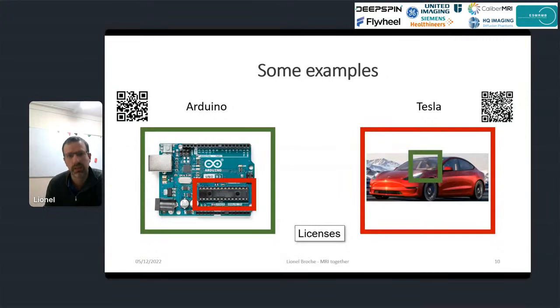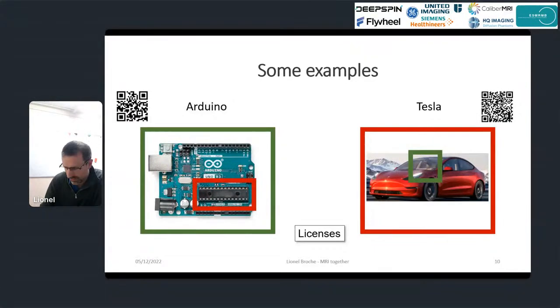Same for Tesla cars. A Tesla car is certainly not open source, but the navigation system and the electronics software inside is open sourced. And I heard that some of the hardware is also going to be open sourced, even though the car itself isn't. So it's possible to have an open source system inside a closed source system and conversely. So licenses allow for this, and of course, they allow for sales.